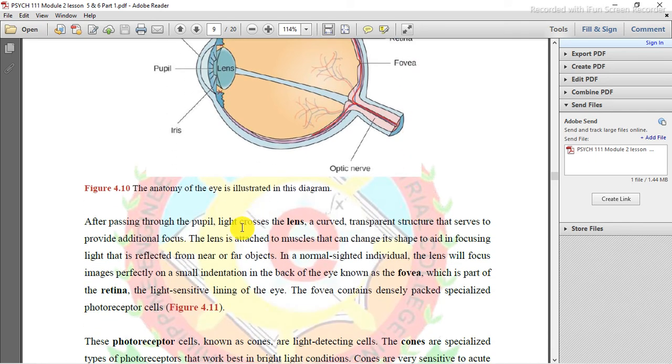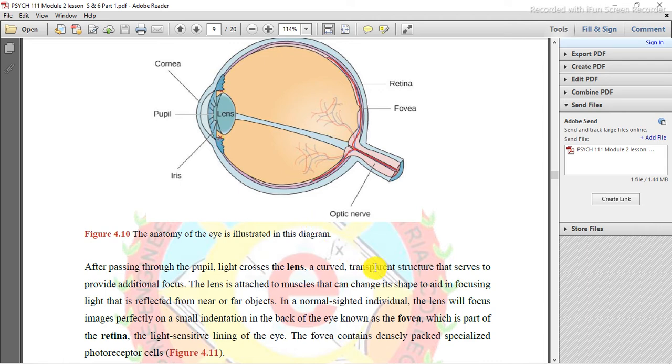Okay? The lens naman, after passing through the pupil, light crosses the lens. A curve. Ito yung lens natin. Saan yung lens? Ito lens. Okay? A curved transparent structure that serves to provide additional focus. Okay, di ba yung mga lens ng camera, para siya nag-focus talaga yung function niya.